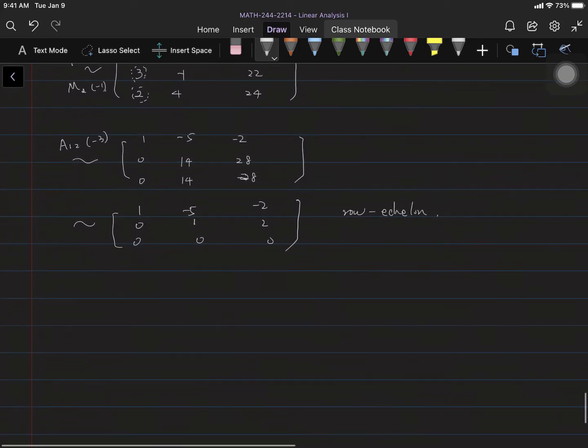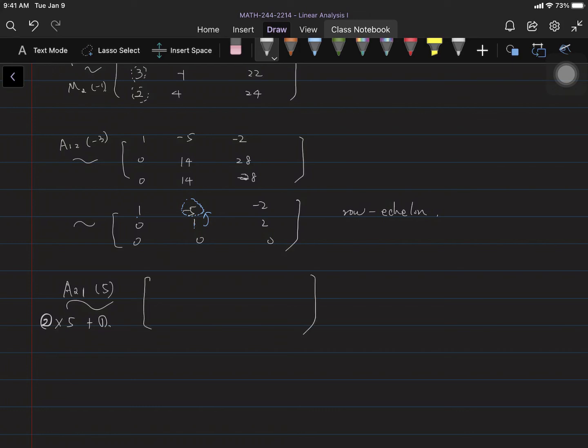But we need a reduced row echelon. For the reduced row echelon, what do we need? We have 2 leading ones, right? And in the second column, we need the other number to be 0. How to make that into 0? Same as before, we use the second row times 5. We use that 1 to make that into 0. Use row 2 times 5 added to row 1.